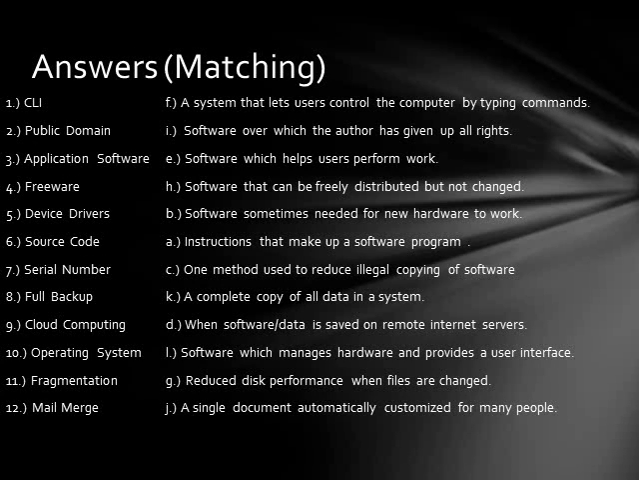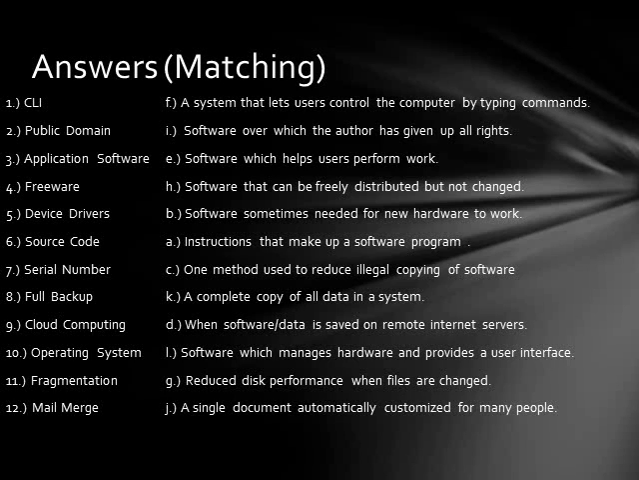These are the answers for the matching. For the first term, the answer is F, a system that lets users control the computer by typing commands. For the second term, public domain, the answer is I, software over which the author has given up all rights. For application software, the answer is E, software which helps the users perform work. For freeware, the answer is H, software that can be freely distributed but not changed.